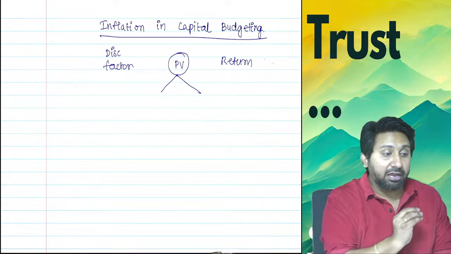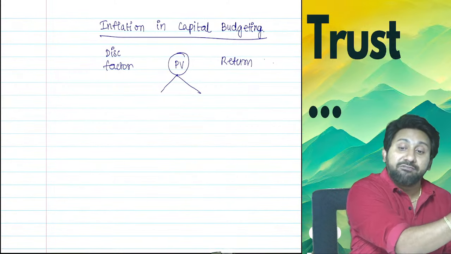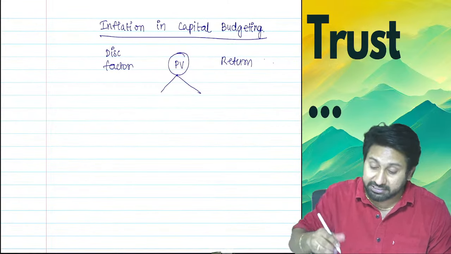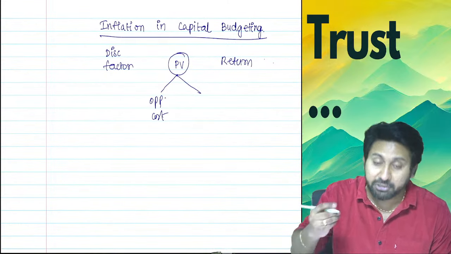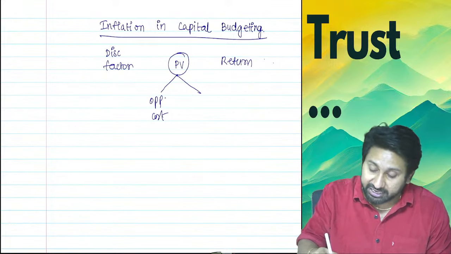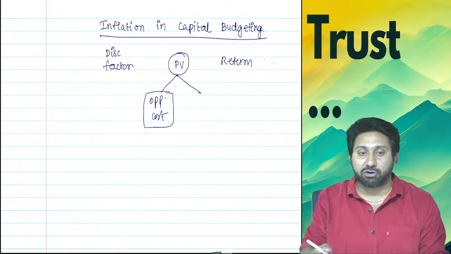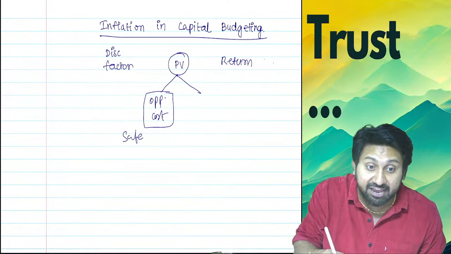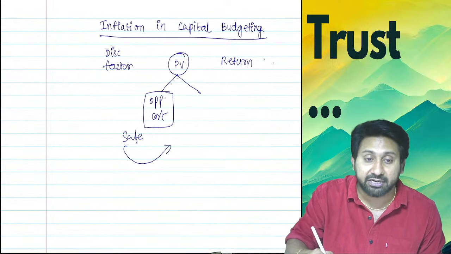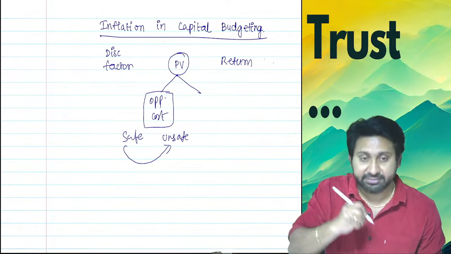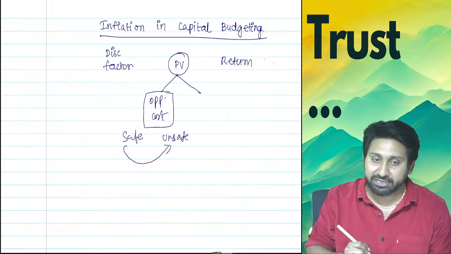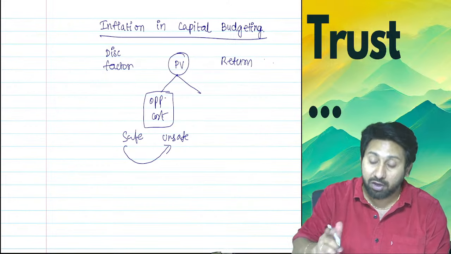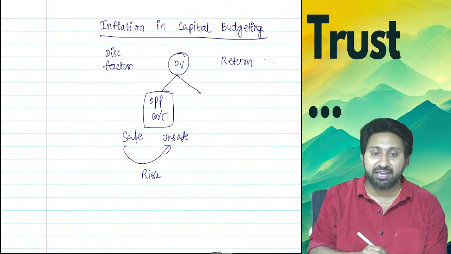Now tell me, I am losing an opportunity to invest in a risk-free place and I am putting my money in a risky place or not? That means I am losing an opportunity to invest risk-free. That is called an opportunity cost. Opportunity cost means what? From a safe place, your money is taking a turn into an unsafe place. Because of turning from a safe to an unsafe zone, what will happen automatically? You are having a risk.